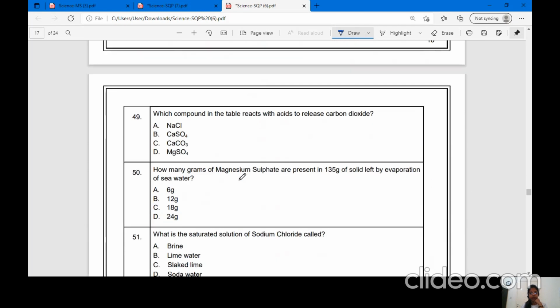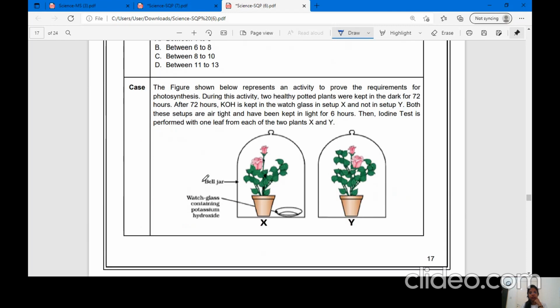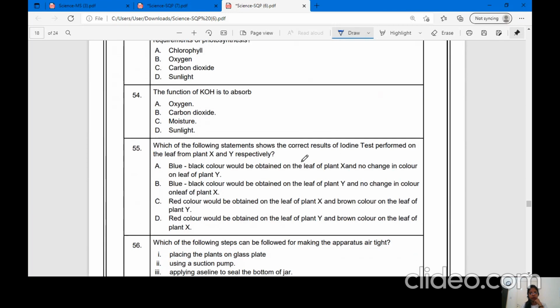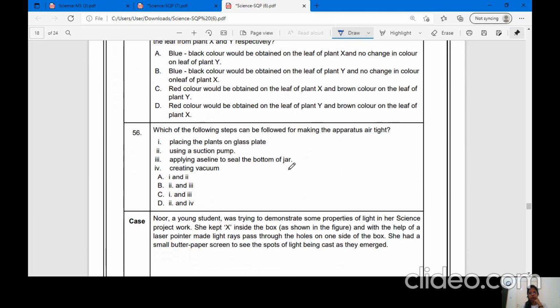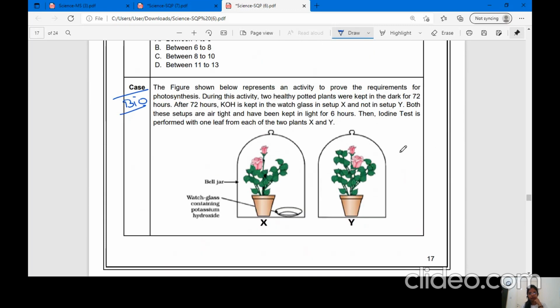Now these are the case study questions. This is the case study question from bio. So what happens in a case study question? One paragraph will be given and just after the paragraph, 4 multiple choice questions will be there. Now this is the picture we have seen in our book. Let us see what is written here. Figures shown below represent an activity to prove the requirement for photosynthesis.